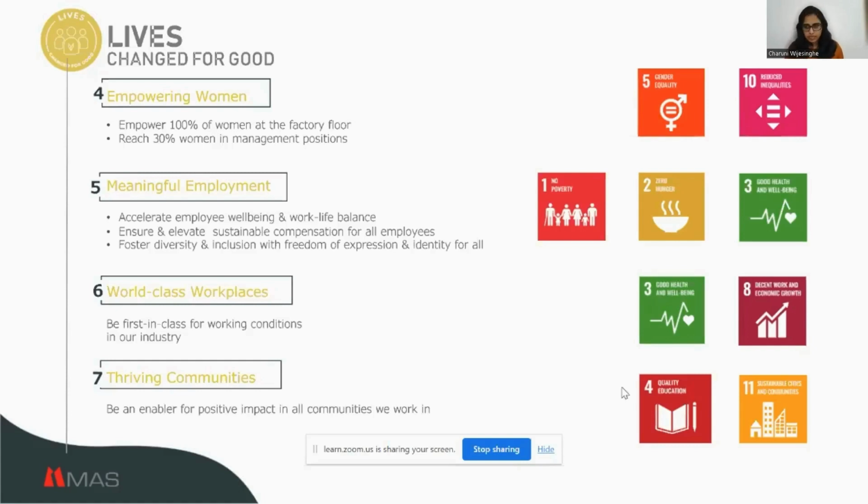The next one is world-class workplace. As MAS, we promote diversity, inclusion, and freedom of expression for all employees, with emphasis on persons with disabilities.